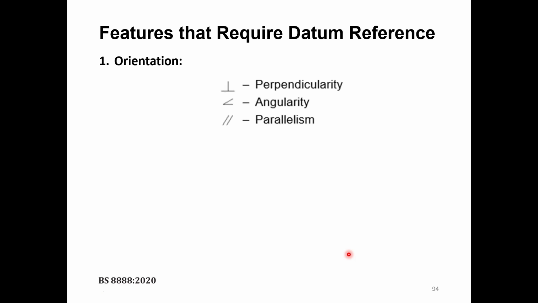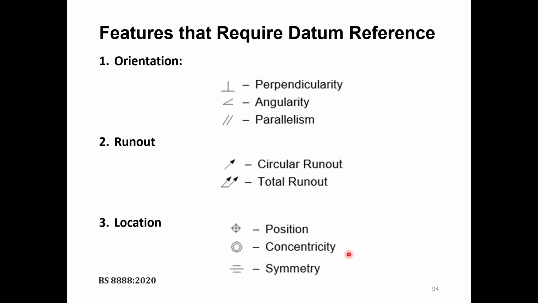Some other features require a datum reference, for example orientation. If we say one surface is perpendicular to another, or one surface is at a specific angle to another, or two surfaces are parallel to one another, we require a datum reference here to define these features. So in the next session, we're going to talk about datums. For the run out, again, we require a reference. The location and position should be measured from a specific datum, and the concentricity and the symmetry as well. So in the next session, we're going to talk about datums to be able to define these features.